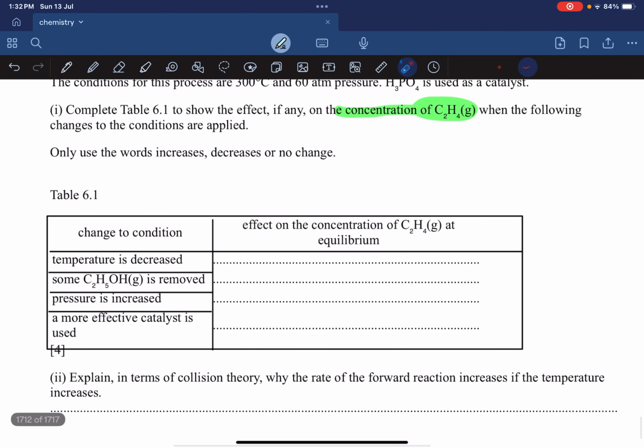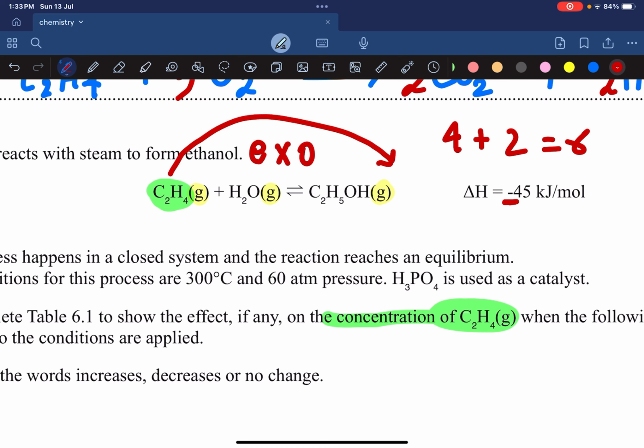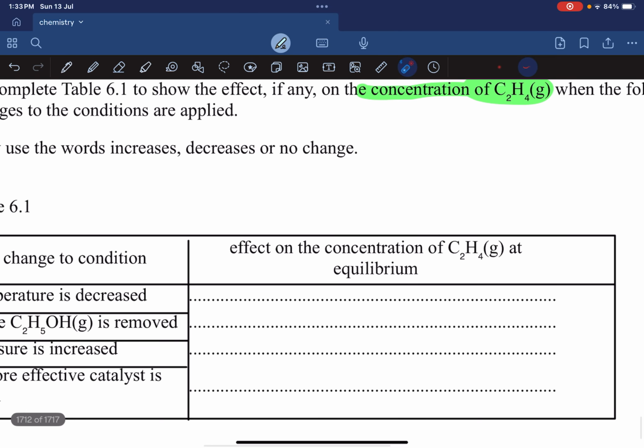Table 6.1, changes to the condition. Temperature is decreased. What is the effect on the concentration of C2H4 at equilibrium? Whenever we decrease temperature, you just have to know one thing, that since this is exothermic, the forward reaction is going to be exo. And when you know that the forward reaction is exo, you should automatically think that the backward reaction is going to be endo. Now you should know that whatever we do to the equilibrium, it is going to try to reverse it.